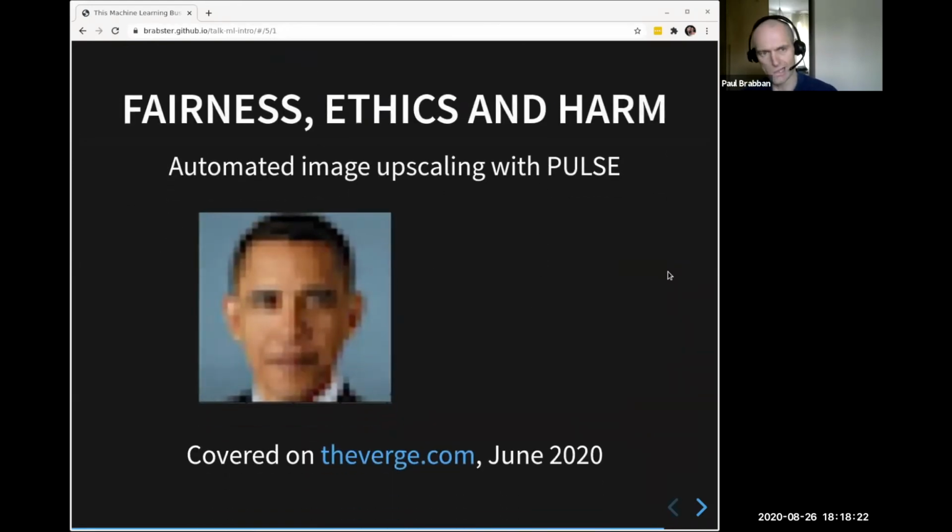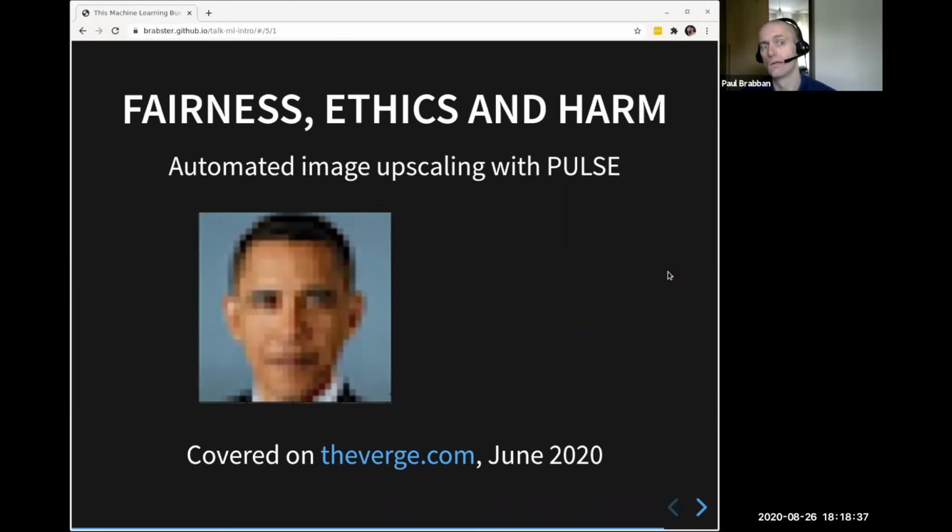And just to bring everything bang up to date, a researcher released a machine learning model for automated image upscaling. So, like in old movies where somebody would have a pixelated image like this and they would hit an enhance button and it would get clearer.